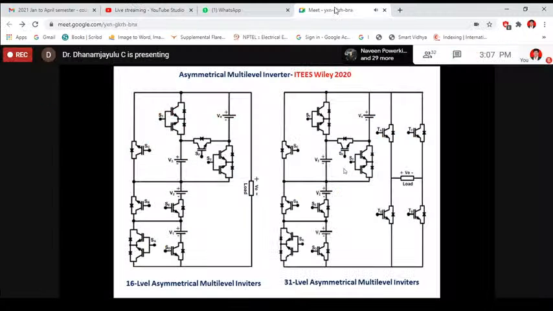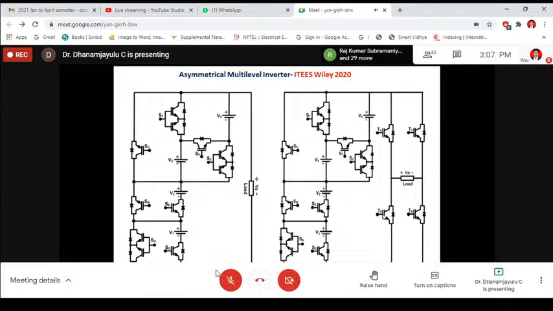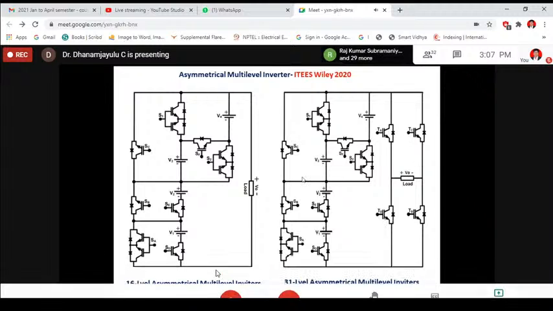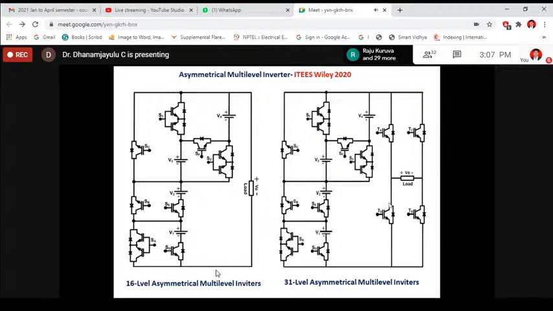Recently, this is the proposed developed MLI. Here, this is the HB inverter. This is the basic 16 level asymmetrical multi-level inverter. Here I have considered 3 DC sources. By employing 5 unidirectional switches, we are able to generate 16 positive levels. So this circuit will give only 16 positive levels.